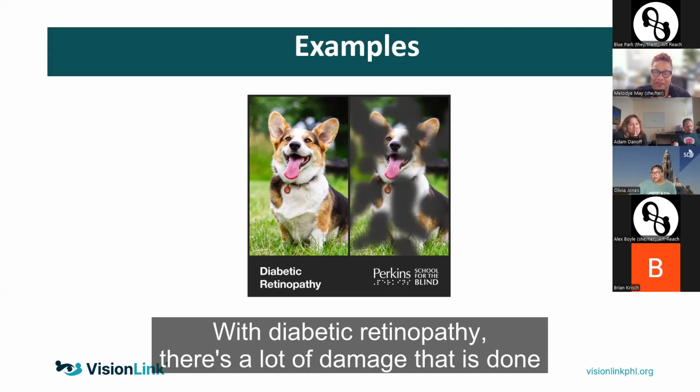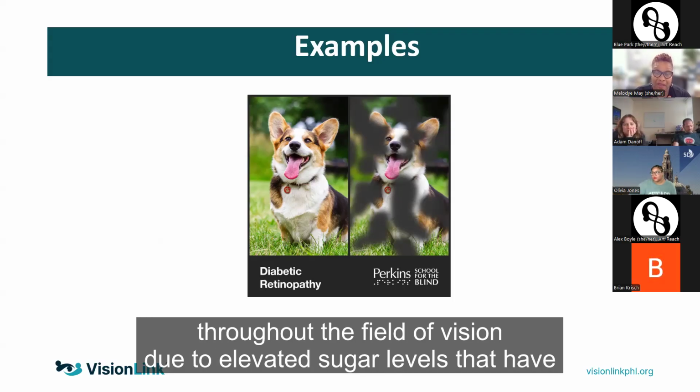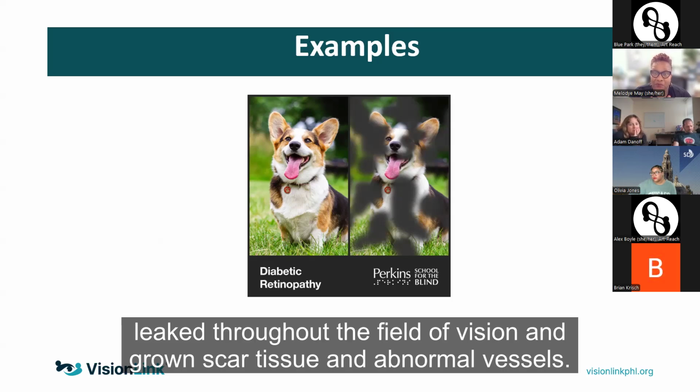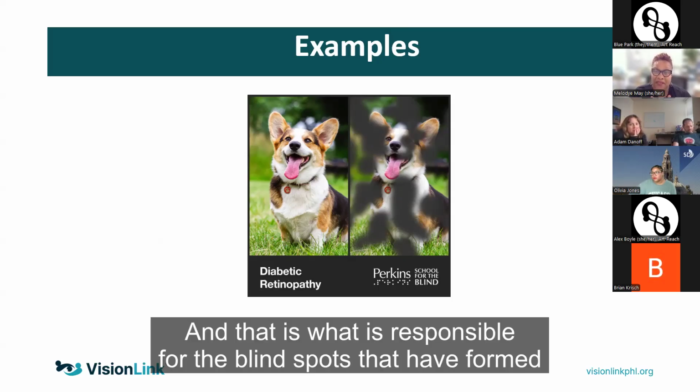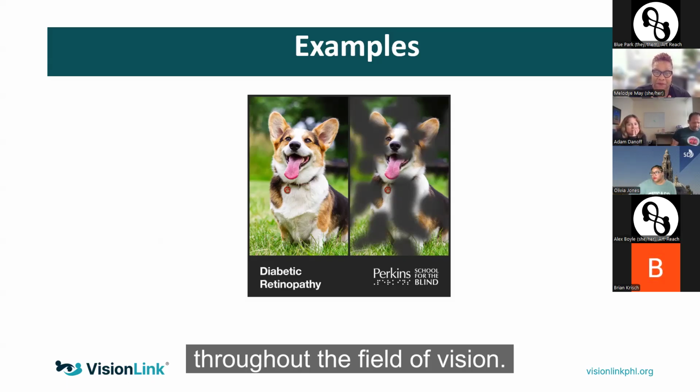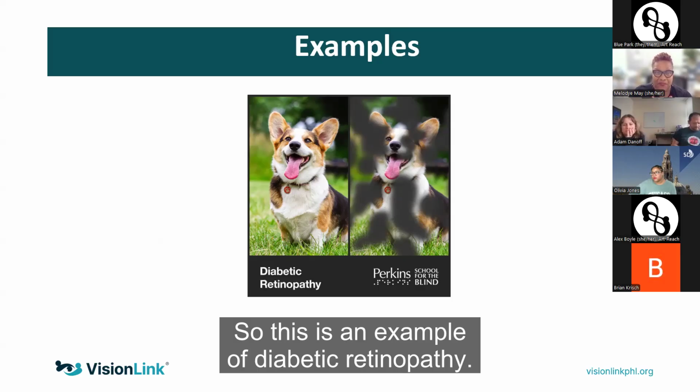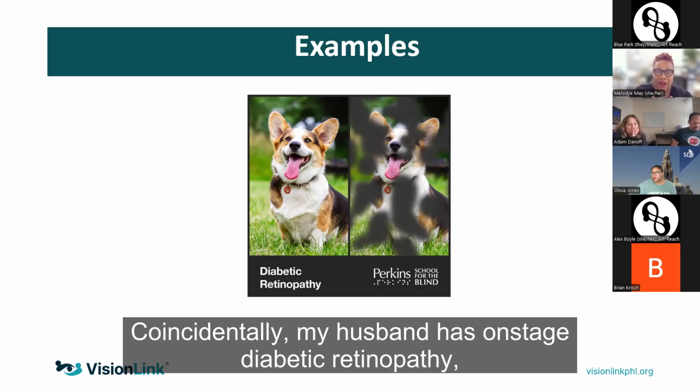So with diabetic retinopathy, there's a lot of damage that is done throughout the field of vision due to elevated sugar levels that have leaked throughout the field of vision and grown scar tissue and abnormal vessels. And that is what is responsible for the blind spots that have formed throughout the field of vision. So this is an example of diabetic retinopathy.